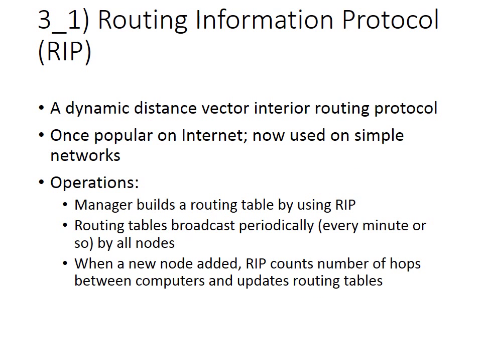RIP is a dynamic distance vector interior routing protocol. Once it was popular on the internet. However, now it is used on simple networks. A manager builds a routing table by using RIP. Routing tables are broadcast periodically, every minute or so, by all nodes. When a new node is added, RIP counts the number of hops between computers and updates routing tables.